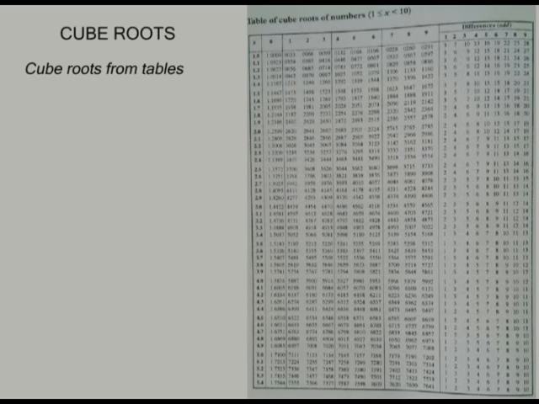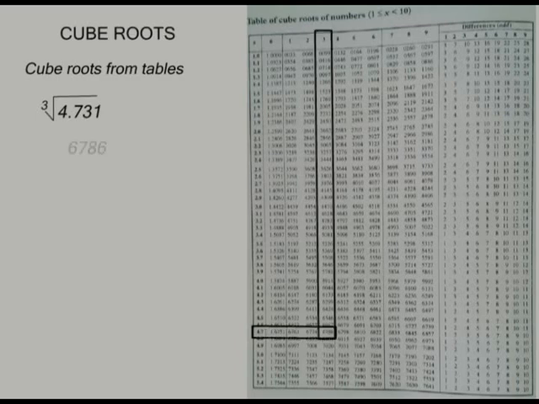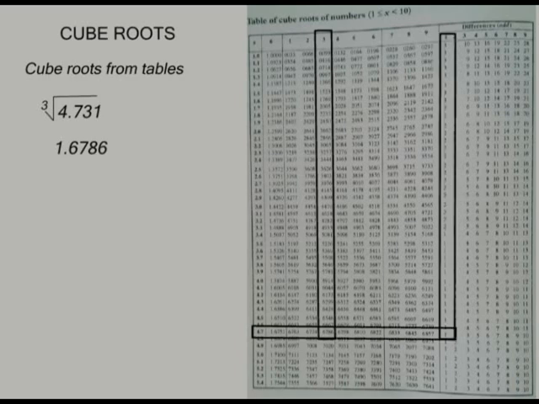For example, the cube root of 4.731. We go to 4.7, move along that row up to where it coincides with the column of 3. The number here is 6786. Notice, however, that all numbers in that entire row begin with 1 point. So I put 1 point and the number is 1.6786. To the differences column, we go to column 1 and the figure is 1. So we add it to 1.6786, we add 1 and we shall get 1.6787.